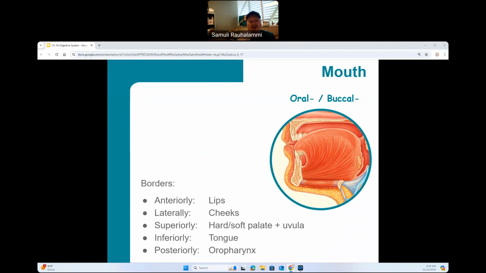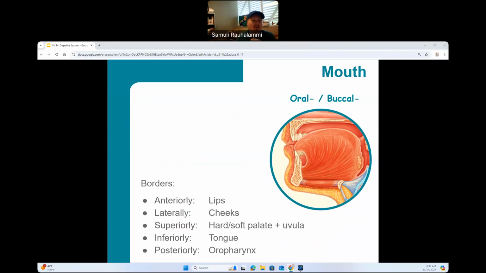So anteriorly, of course, the boundary is going to be our lips, laterally cheeks, superiorly our palate. So we have anteriorly hard palate because there's bone inside it, and posteriorly soft palate. There's no bone inside it. It actually turns then into uvula. Inferiorly, the mouth is defined by our tongue, and posteriorly by oropharynx.